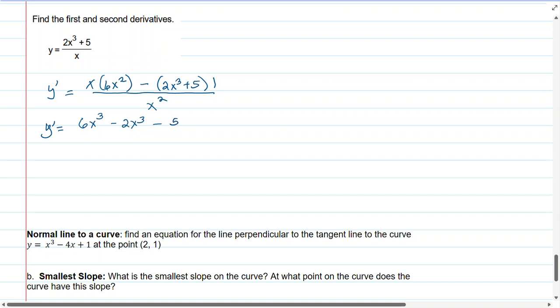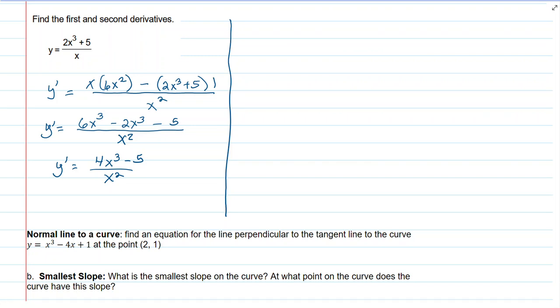All right. I'll clean it up again by combining like terms, and I should have a 4x cubed minus that 5 over x squared. How are we doing? All right. Everybody good? So we're going to do a y double prime.